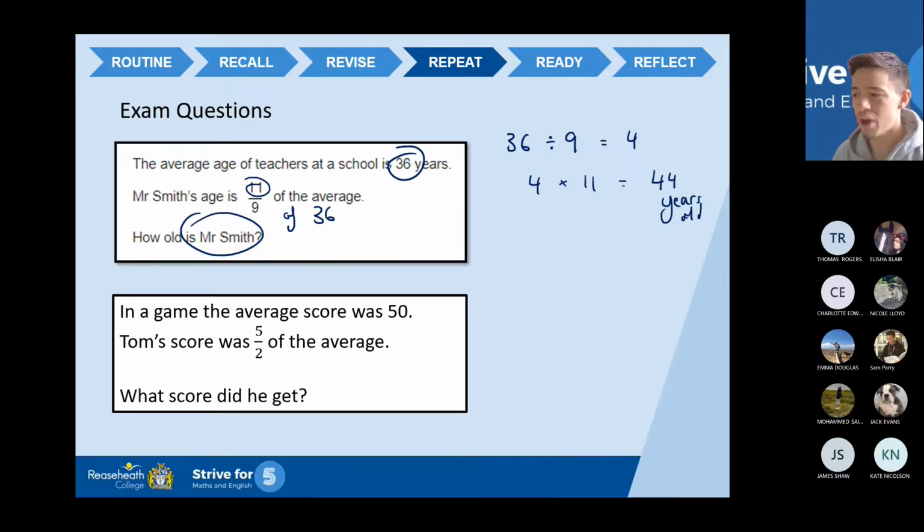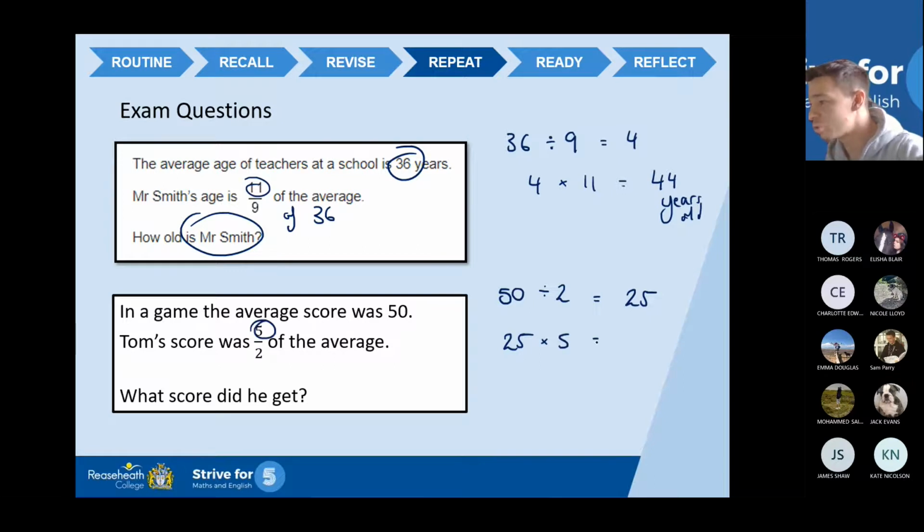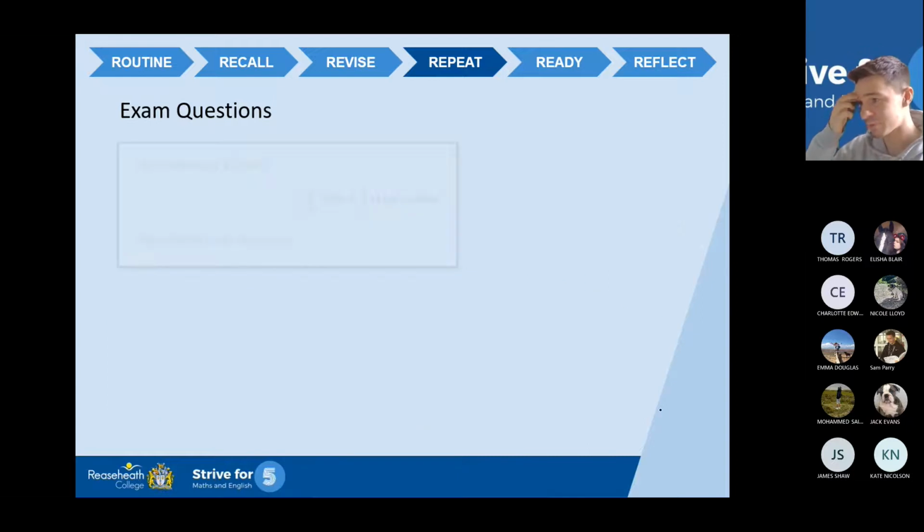In a game, the average score was 50. Tom's score was 5 halves of the average. Okay, what score did he get? So once again, divide by the bottom, which is 2, and then times by the top. So 50 divided by 2 is 25. 25 times the top number, which is 5, gives me 125. So you're dealing with a slightly bigger number there, but take your time and you will arrive at the right answer. If you do that every time, divide by the bottom, times by the top, you will have success, okay?